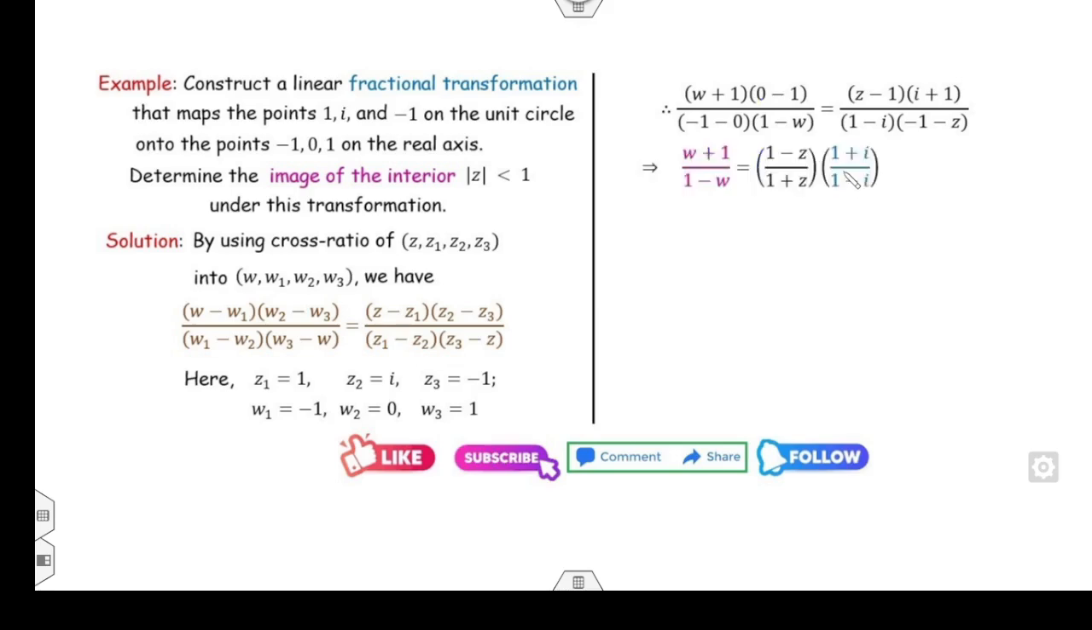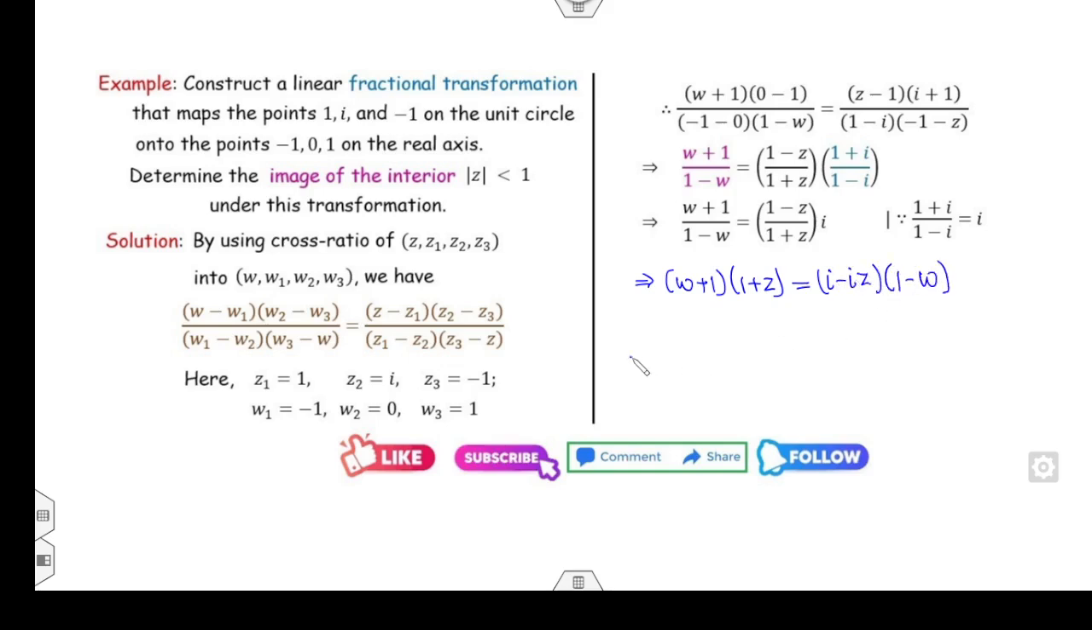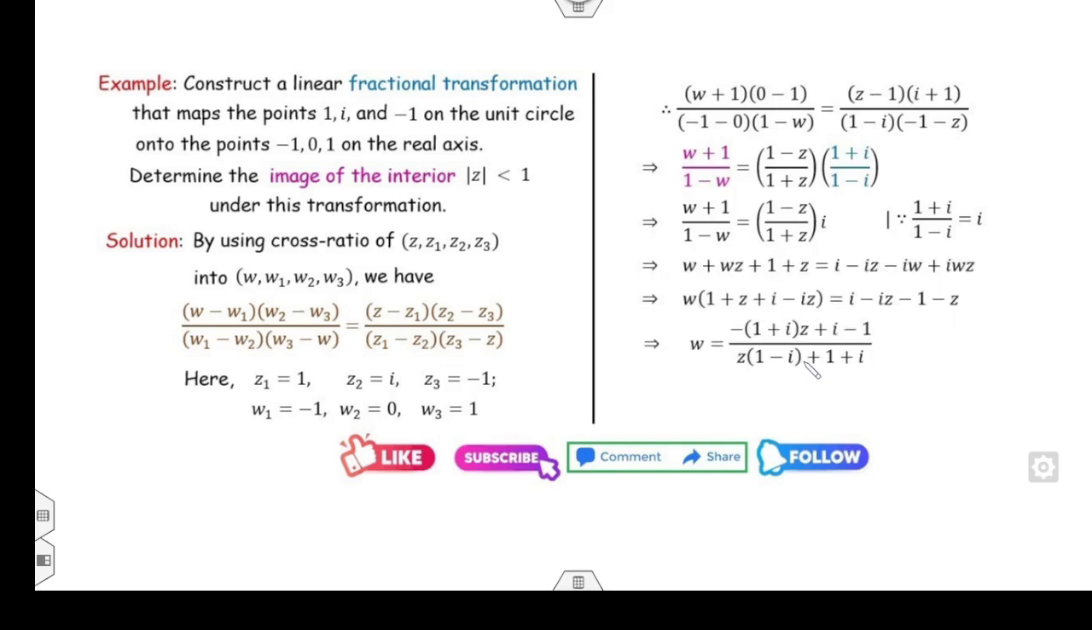Clear? Now you can cross multiply these numbers. You can cross multiply, you will get the answer. W plus 1, 1 plus Z is iota minus iota Z into 1 minus W. Now you can open the bracket, fine, and finally you can find the value of W. So that's a very simple trivial example, fine. Or you can simplify this, or you can divide them. Otherwise, that is the required answer of the problem. Or better is you can divide by 1 plus iota or 1 minus iota, choice on your side.